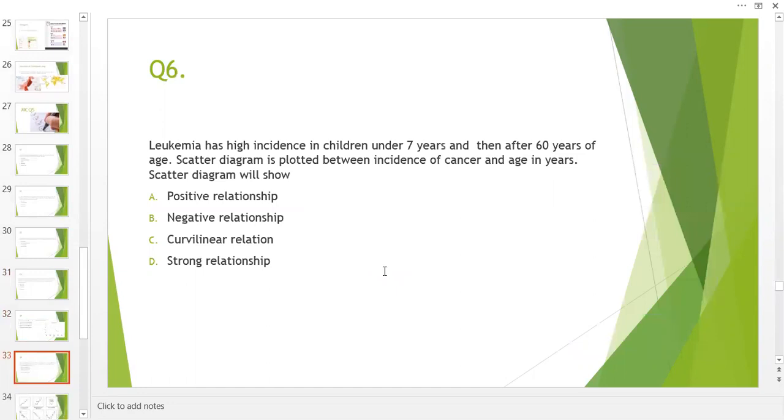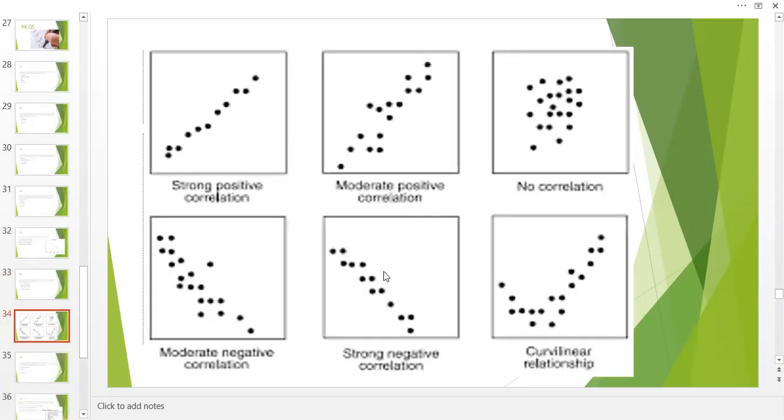Leukemia has high incidence in children under 7 years and then after 60 years of age. A scatter plot is plotted between incidence of cancer and age in years. The scatter diagram will show a curvilinear relation. Yes, it will show a curvilinear relationship. As we can see, the incidence is high in children, and then it decreases, and then after 60 years, the incidence of leukemia rises again. So we will have a curvilinear relationship.